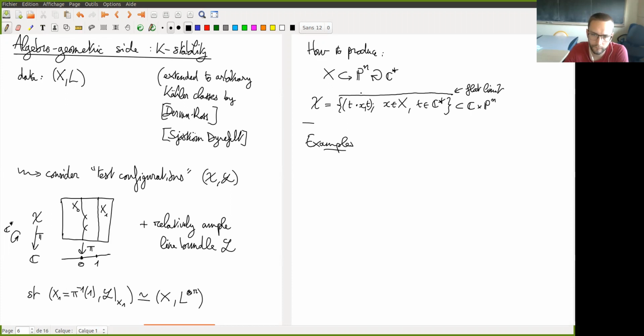And so using this idea, for example, you can get some representative examples of test configurations. The examples that I like to keep in mind are the degeneration of the quadric, in the complex world, to a cone over a quadric.